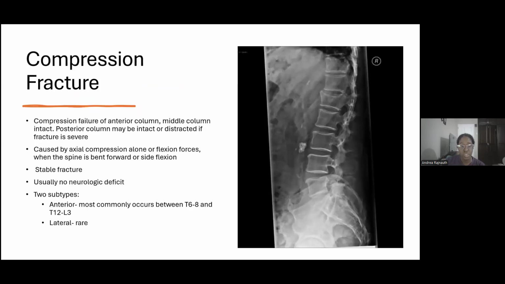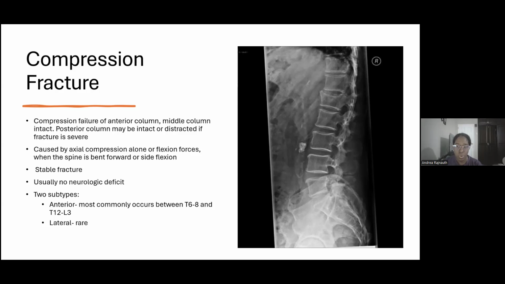So a compression fracture is compression failure of the anterior column with the middle column being intact. The posterior column may or may not be intact. It may be distracted if the fracture is severe, right? It's caused by axial compression alone or flexion forces when the spine is bent forward or in side flexion.